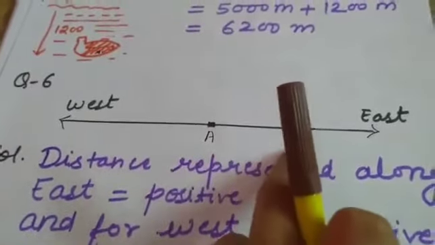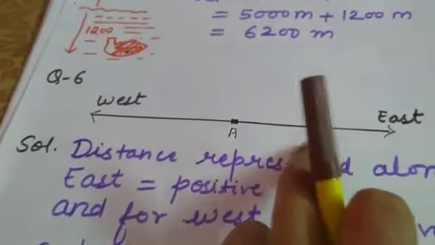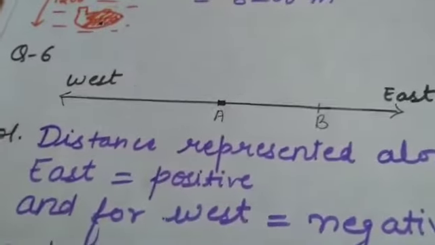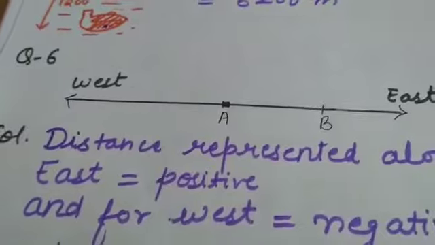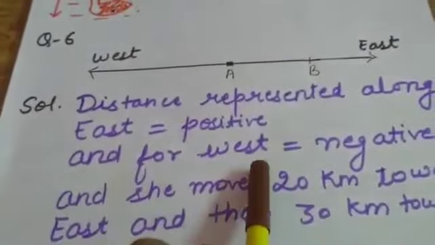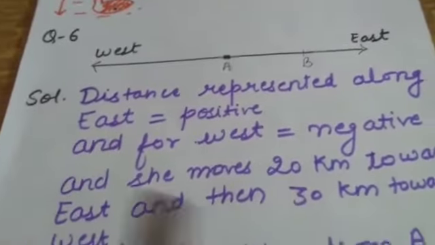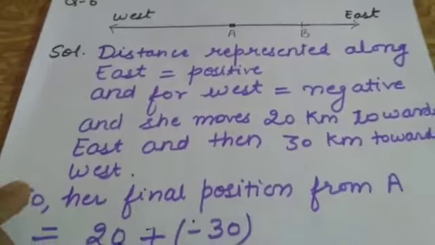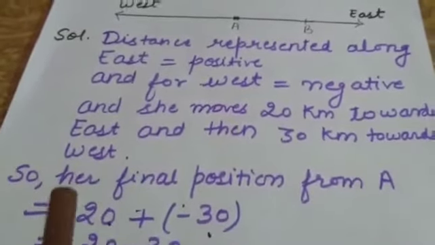So after traveling 20 kilometers to the east, she again goes towards west 30 kilometers. Now the question is asking, how will you represent the distance traveled towards west? We know that distance represented along east is a positive integer, and for west it will be a negative integer. And she moves 20 kilometers towards east and then 30 kilometers towards west.